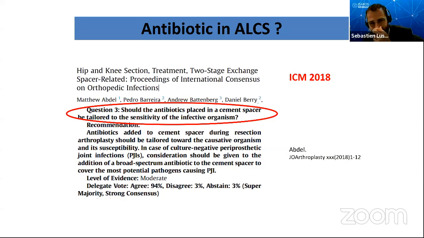Okay. Some questions were also about whether we should tailor the cement we put in the spacer to the sensitivity of the infective organism. Maybe I could ask this of Sam: how do you manage the cement you put in your spacer, if you know the organism, of course? We're fortunate enough to have a multidisciplinary team with a microbiologist and an infection specialist, and they'll give me advice on the most appropriate heat stable antibiotic to mix in with the cement. And that's really the key thing.